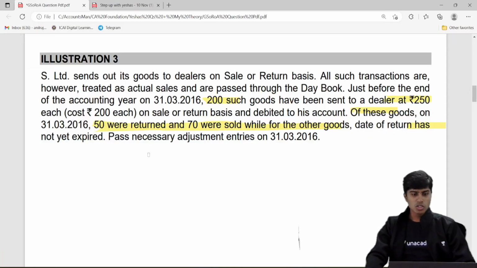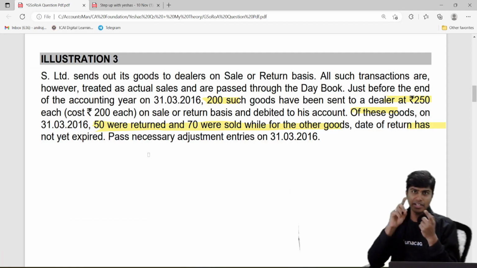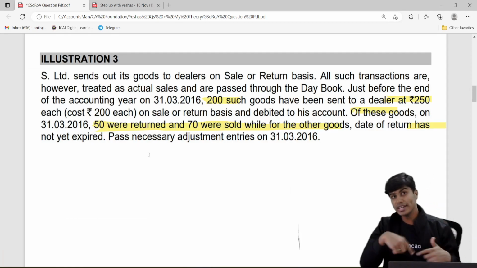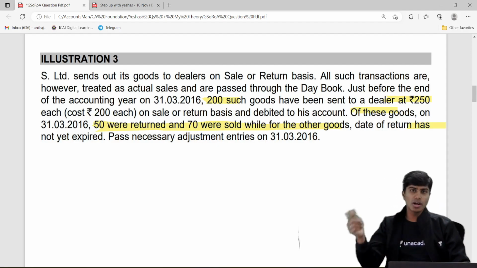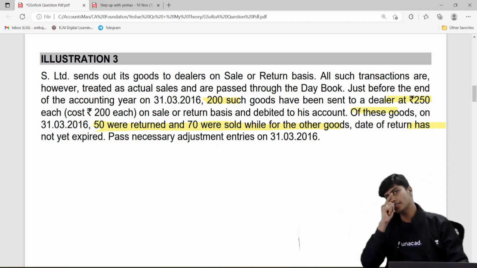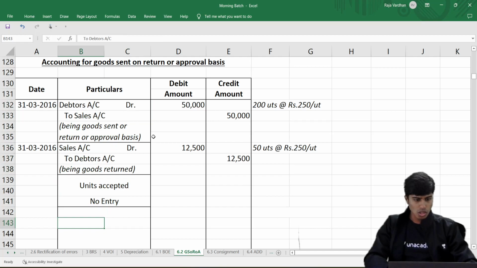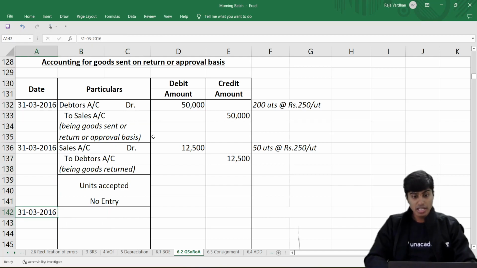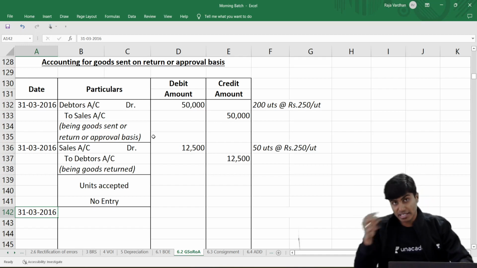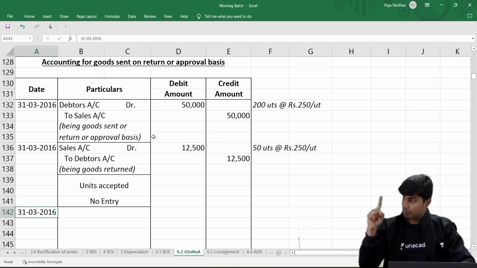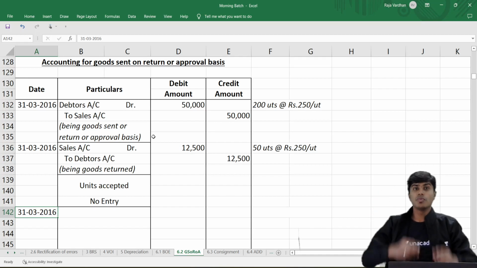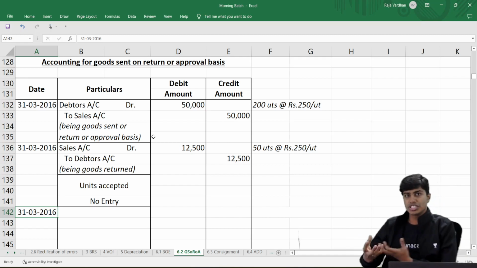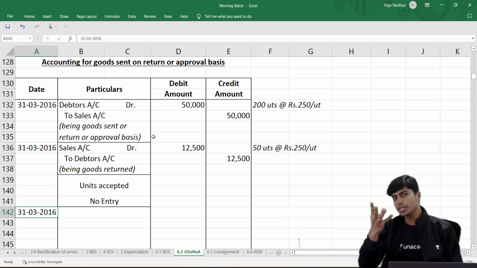So 50 returned, 70 accepted, 120 over. But what we had sent is 200. So the date of return not yet expired for the remaining goods is 200 minus 50 minus 70, that is 80 units. As on 31st of March 2016, there are 80 units lying with our customer which he has neither accepted nor returned, and the time to return has not lapsed. So for this, we need to reverse the sales entry that we have already passed and we should also pass the entry to include such inventory into our stock, which is stock with customer to trading.